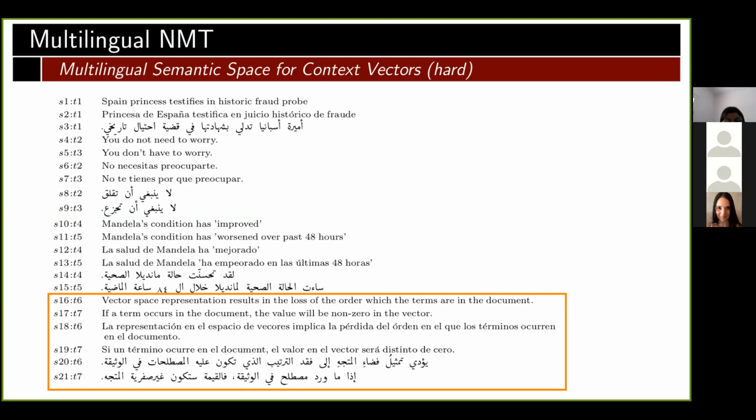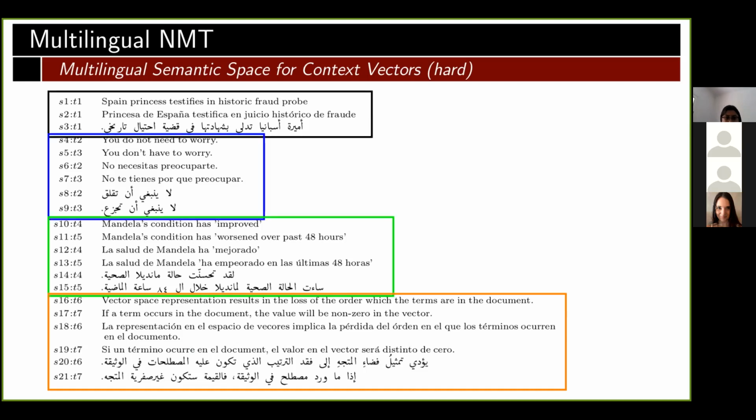In this case, sentences talk about the same topic, but the semantics is even more different than the one before. So for triplets 6 and 7, we have an example that says, "vector space representation results in the loss..." and the other is, "if a term occurs in the document..." So in both cases, they talk about mathematics somehow. They have similar vocabulary. They talk about terms and about vectors, but the semantics of the sentences is more different. And the same, we have the 2 sentences in English, Spanish, and Arabic.